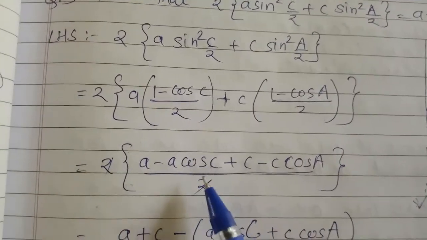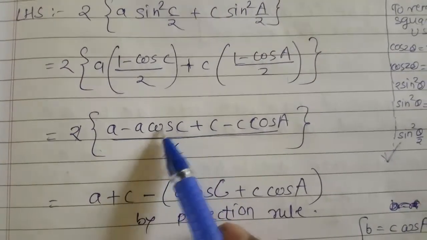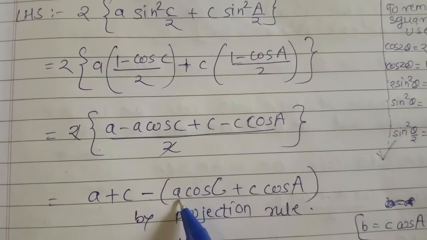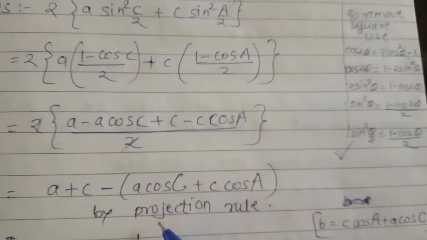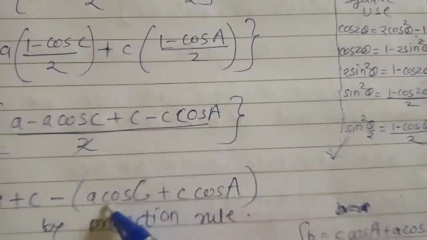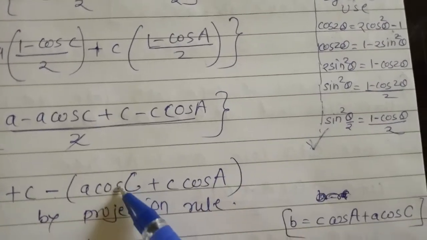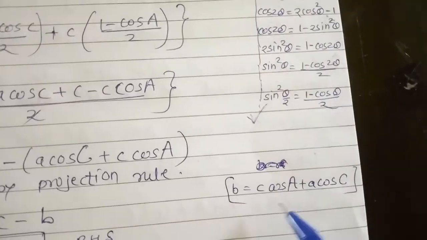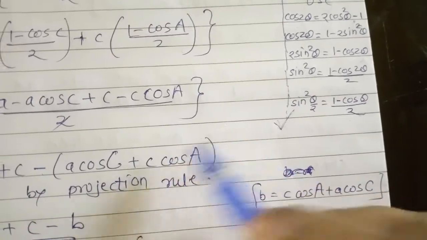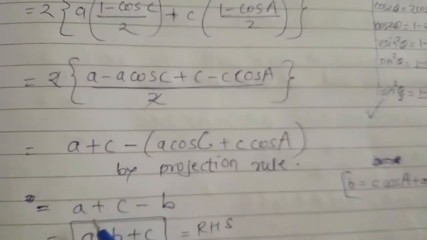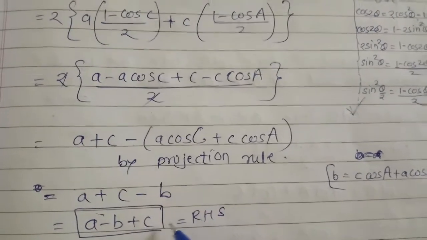Now this 2 will get cancelled, and we get a plus c. We write this term first, and from these two terms we take the minus sign common, so we get a cos c plus c cos a. So you know that by the projection rules, see here, a cos c and c cos a exchange, understood? So what will be the answer of this? The answer will be b, that is b is equal to c cos a plus a cos c. The letter that is not there is the answer, so here b will come. So we get a plus c minus b, and hence the RHS is a minus b plus c.